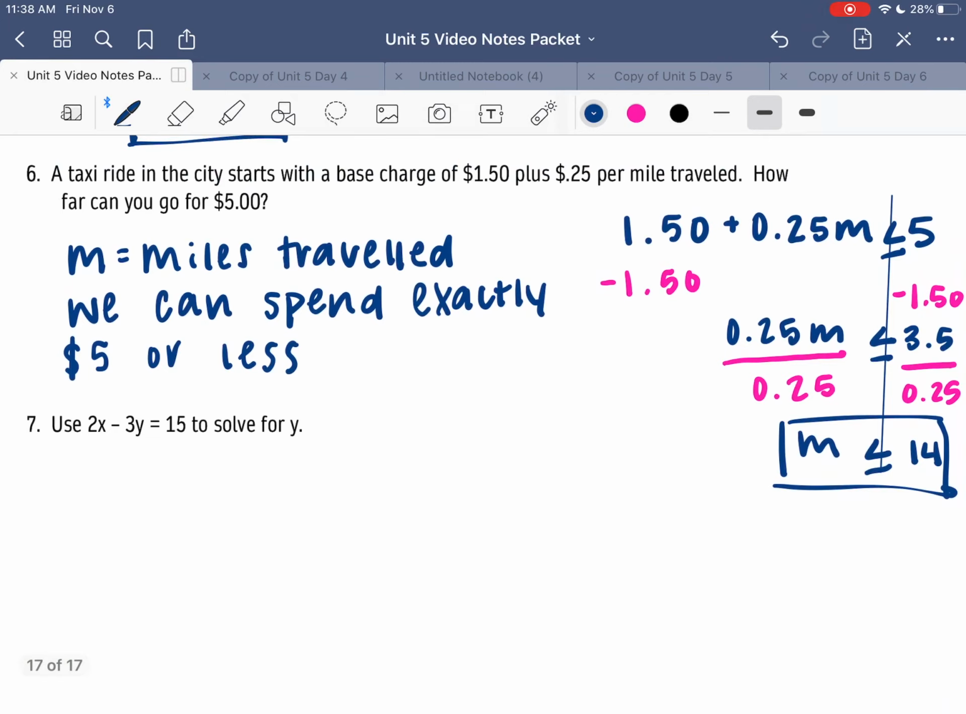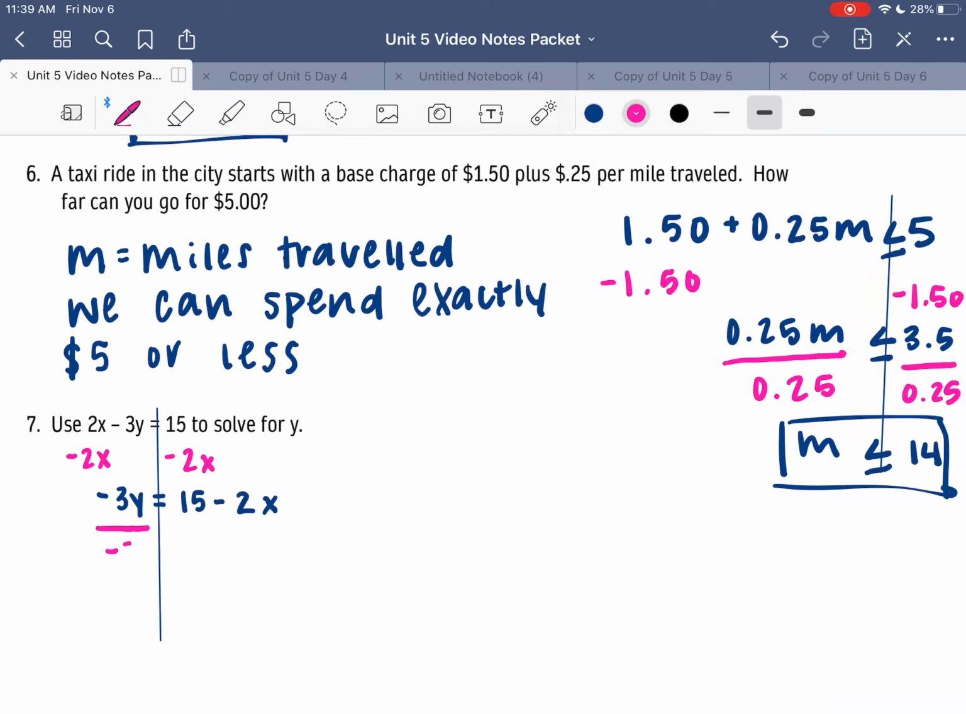All right, final question. We've got a literal equation where we want to get the y by itself, is what the directions say. So we have 2x minus 3y equals 15. We want to get y by itself, so we will start by moving the x to the other side. So I'm going to subtract 2x on both sides. That will give me negative 3y equals, I can just write this as 15 minus 2x. You do not have to write it in this order. If you wanted to write it as negative 2x plus 15, you definitely could.